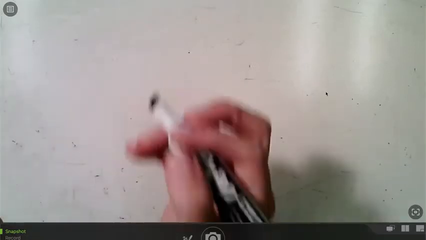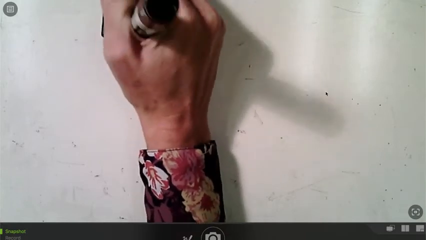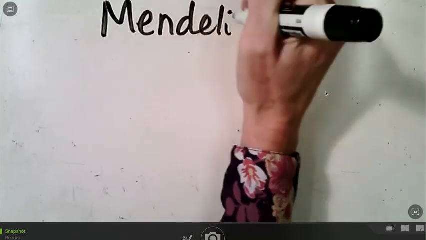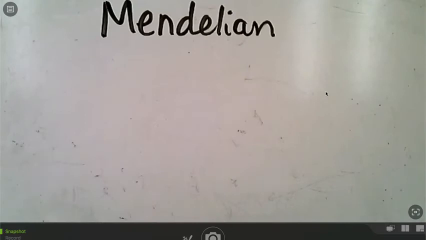Hang on a second. There we go. Okay. So the first one I want to just do is Mendelian. So Mendelian genetics. You need to get used to that term. Mendelian genetics are normal. Like there is a dominant and there is a recessive.